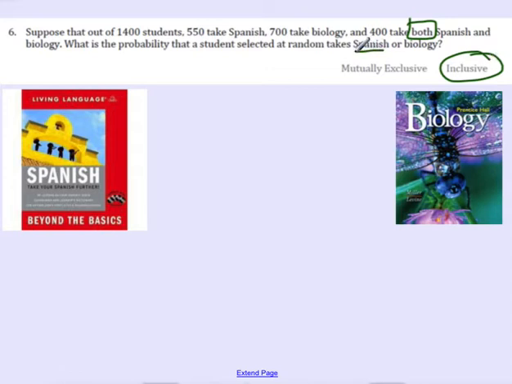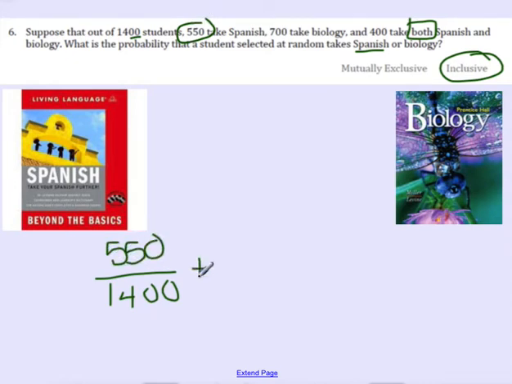So let's go ahead and first calculate the probability of them taking Spanish. Well, there's 1,400 students, and of those students, 550 of them take Spanish. Then we're going to calculate the probability of biology. So of those 1,400 students, 700 of them take biology. Now, here's the tricky part.